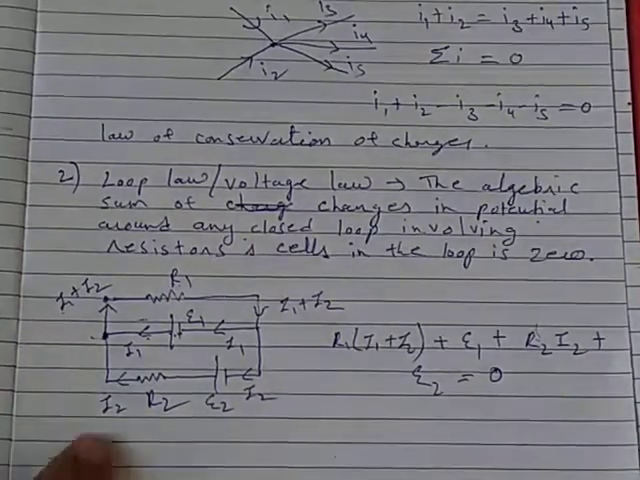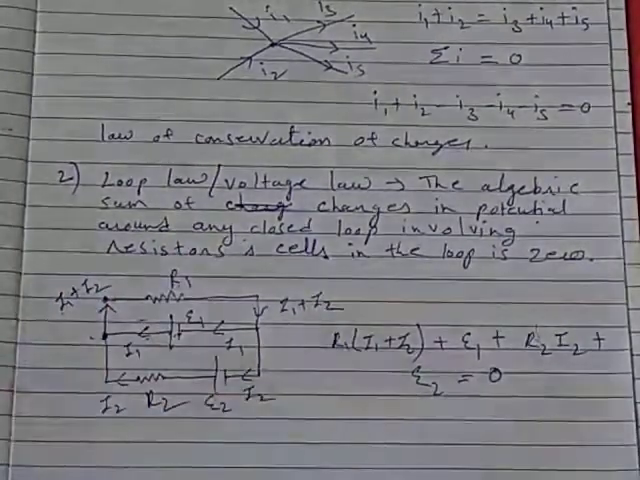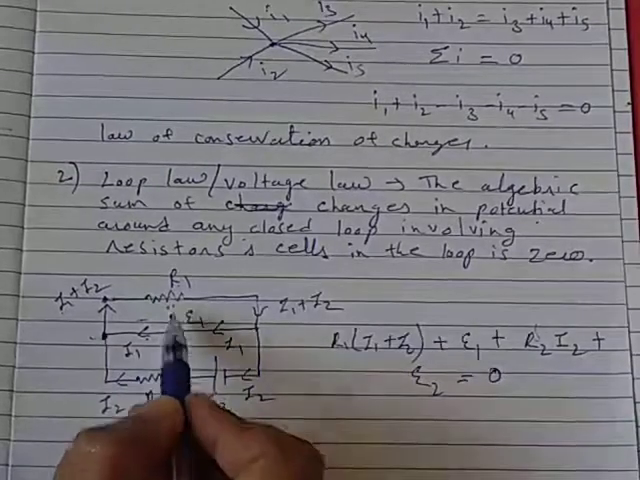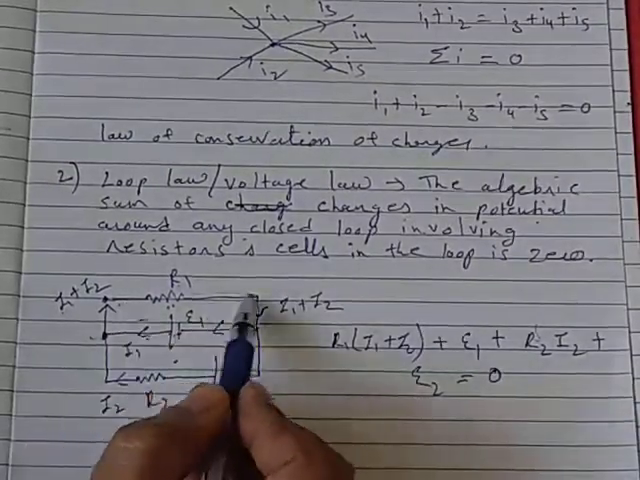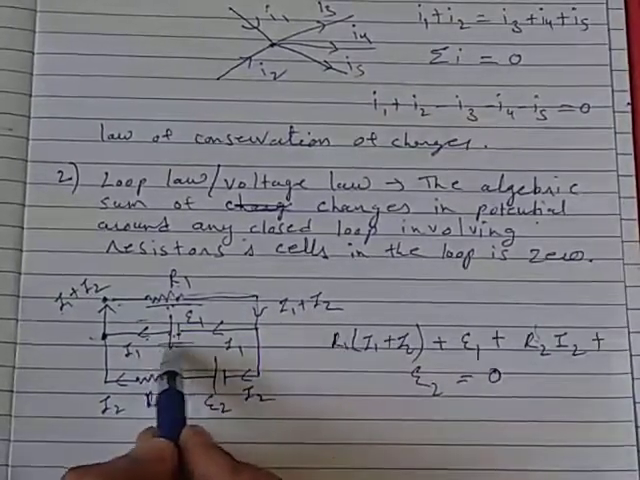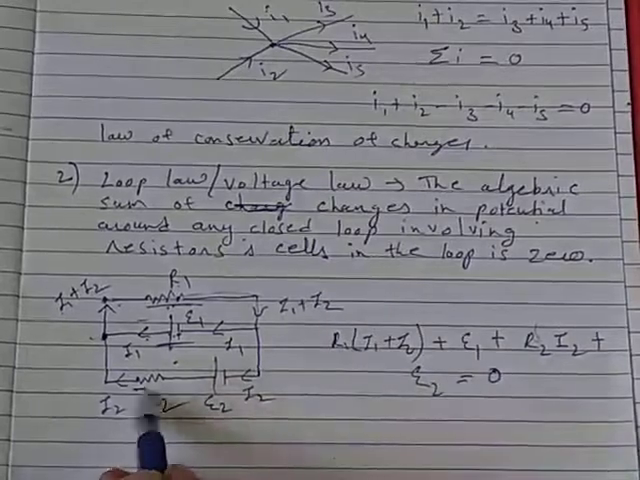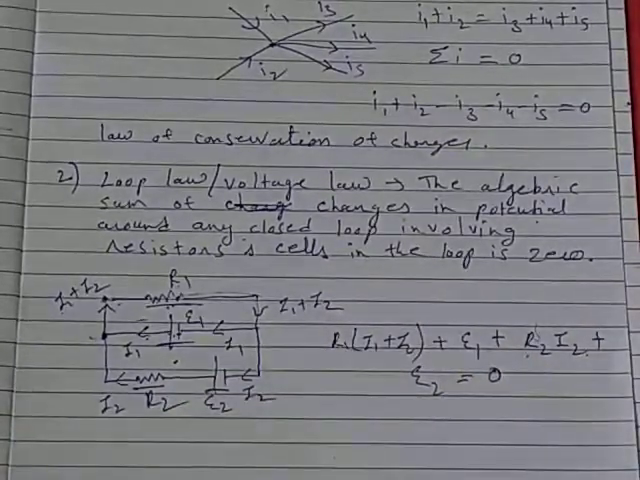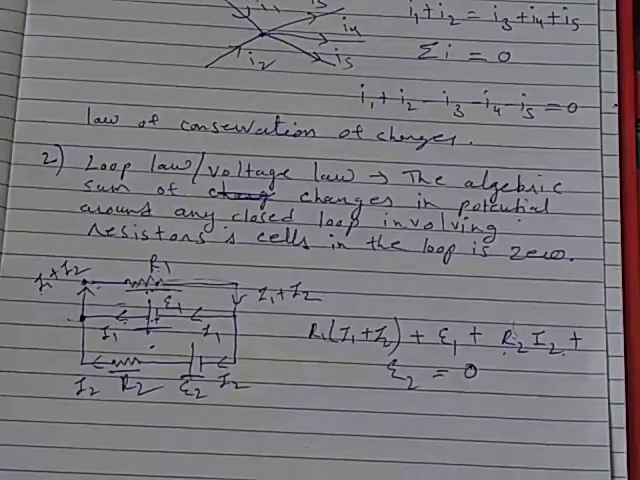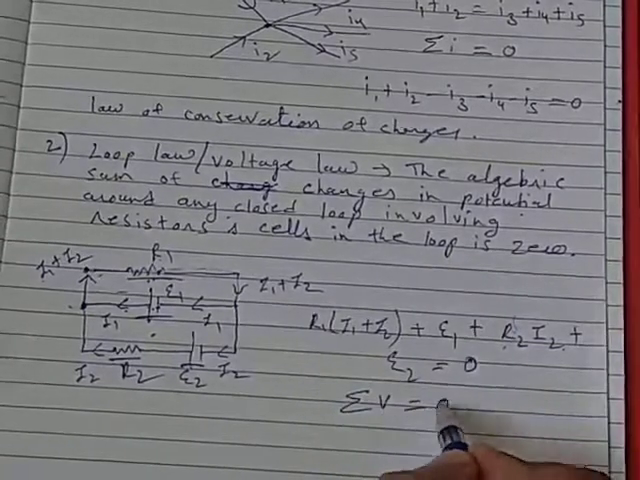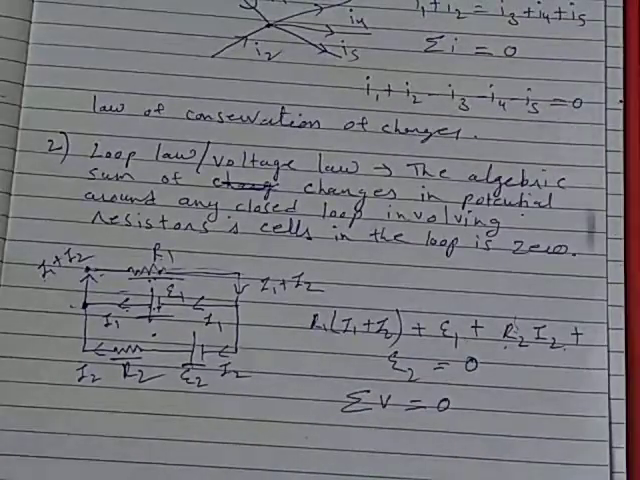So one loop is this and another loop is this. In this loop the potential here is R1 times I1 plus I2, here the potential is E1, here the potential is R2 times I2, and here the potential is E2. The sum of all these will be equal to 0. We can write that the sum of V is equal to 0. The sum of potential around the loop will be equal to 0.